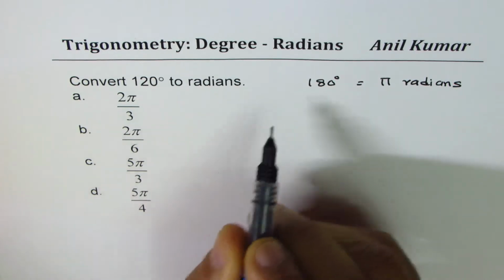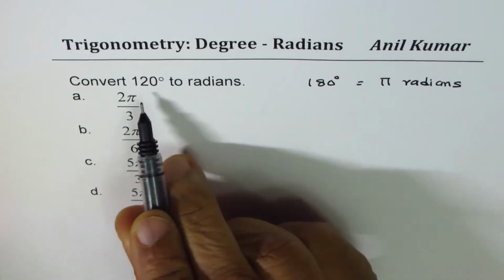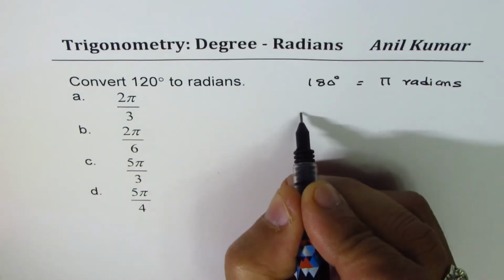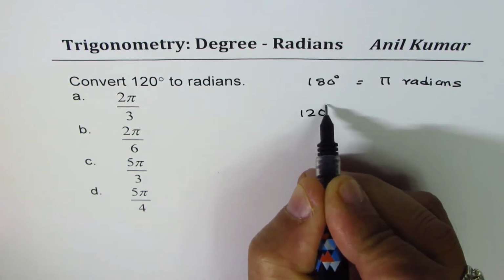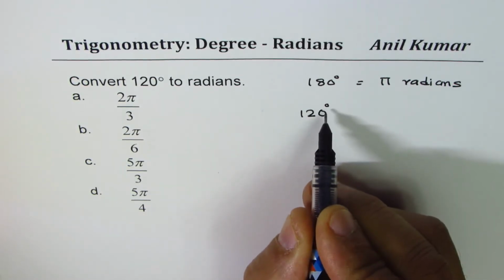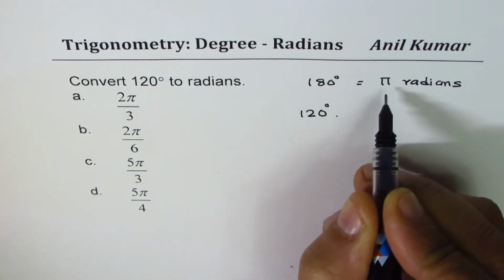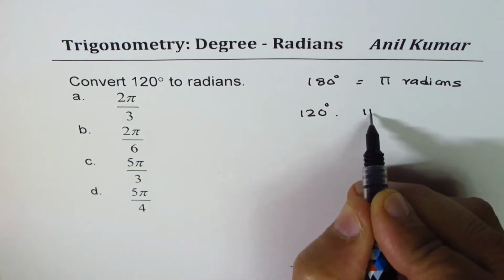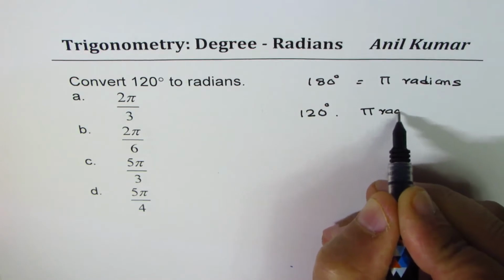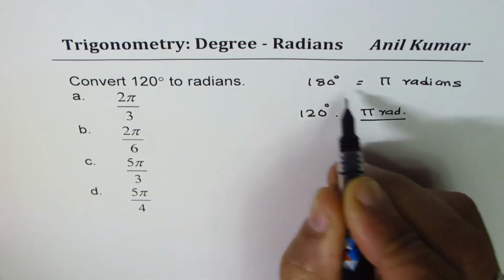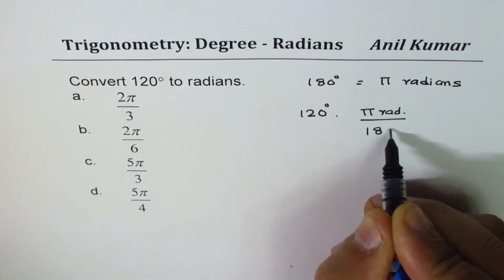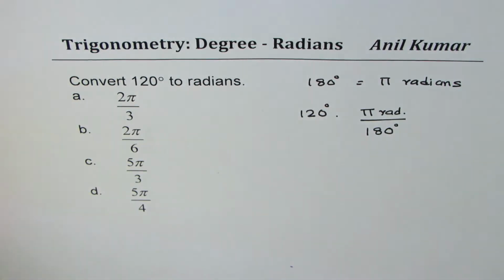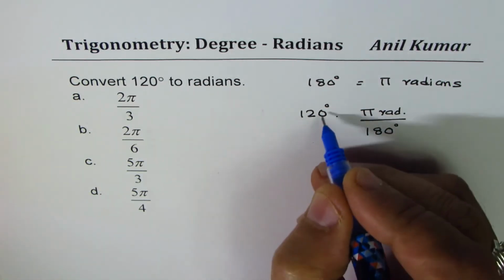We follow very simple concepts of converting units. We have 120 degrees. We want to get rid of degrees and introduce radians. So what should I do? I should multiply by pi radians, and divide by 180 degrees, correct? You don't really have to remember the formula. That's the concept. And then you can simplify.